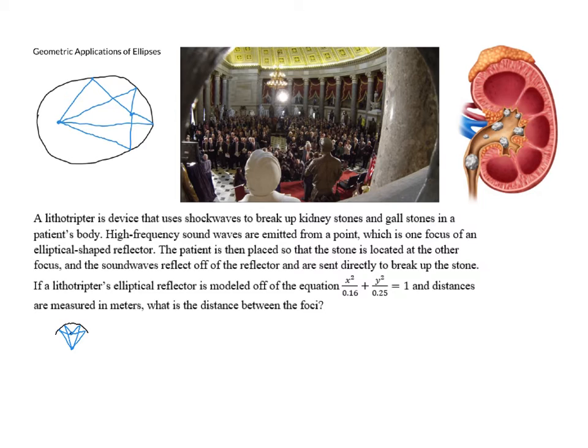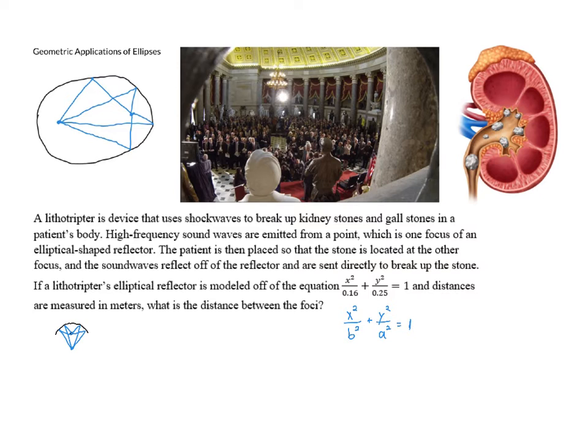We're actually already given the equation of the ellipse that this is modeled off of. This is x squared over b squared plus y squared over a squared equals 1. Here the a squared goes underneath the y squared because that's the larger value, and we know that a corresponds with the major axis. Now we want to know the distance between the foci.